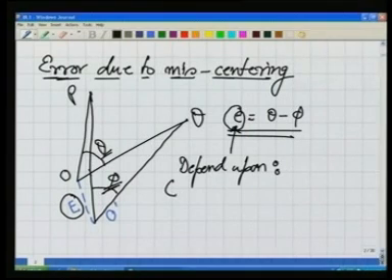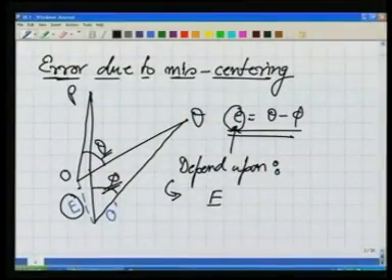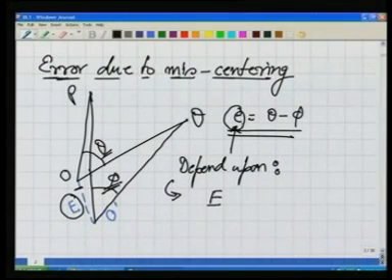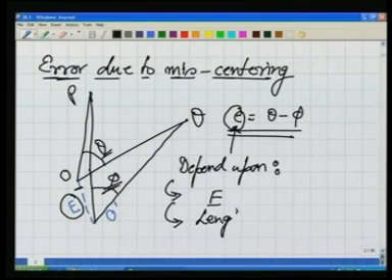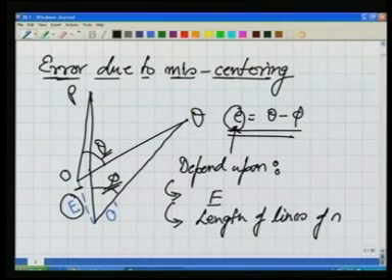Let us see. Number one, it will depend upon the amount of E. How far is the miscentering? Is the miscentering small or large? If it is smaller, this O dash point is somewhere here, then the value of E will be small. It will also depend upon the length of lines of sight. What is the meaning of this?